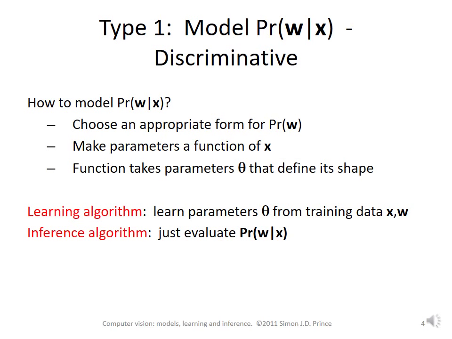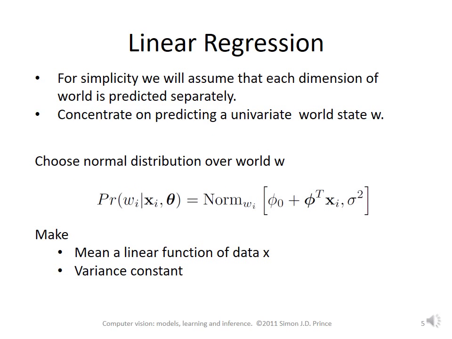We'll approach this initially from the discriminative approach, so modeling the probability of w given x, the continuous variable given some observation vector x. Initially assuming that each world dimension is predicted separately, we're going to model w given x and theta, so our regressed value w given our observations x and model parameters theta, using a normal distribution on w. And here you should see that the mean is some linear function based on x and a constant variance sigma squared.